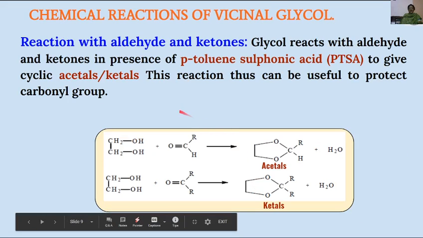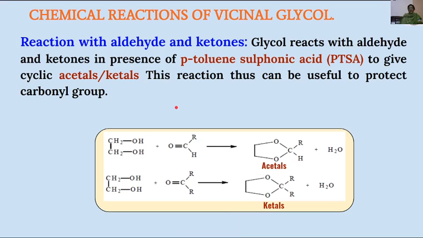So next is the reaction of diol with aldehydes and ketones. Here, if the glycol reacts with aldehydes and ketones in the presence of PTSA, that is para-toluene sulfonic acid, it gives us cyclic acetals or ketals. So this reaction is widely used to protect the carbonyl group. Vicinal glycol, or you can say ethylene diol.